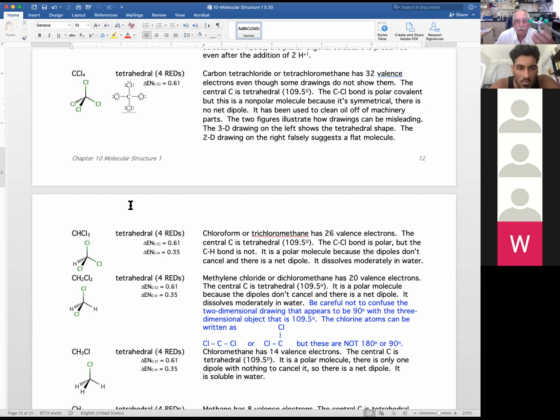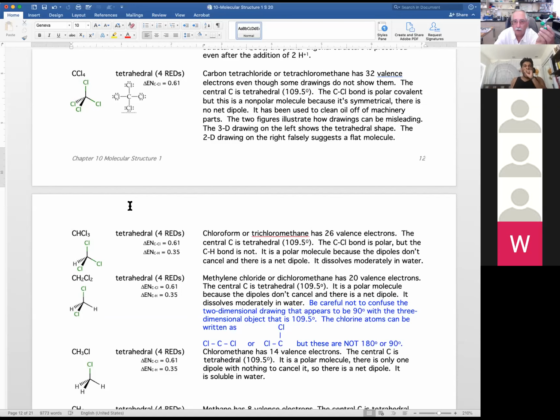So the difference in electronegativity is 0.61 between carbon and chlorine. So those are polar covalent bonds, right? They're little rockets. But what happens if I were to fire all these rockets all at once? Where's it going to go? Nowhere. It's a nonpolar molecule.